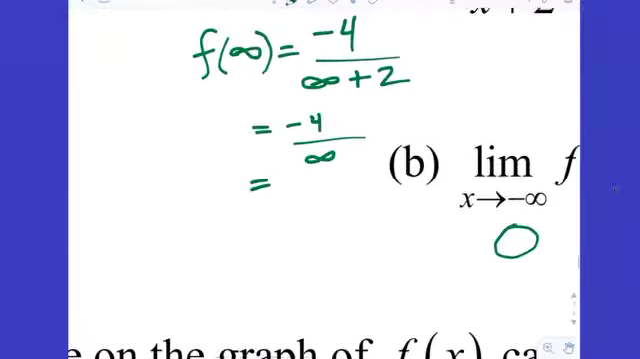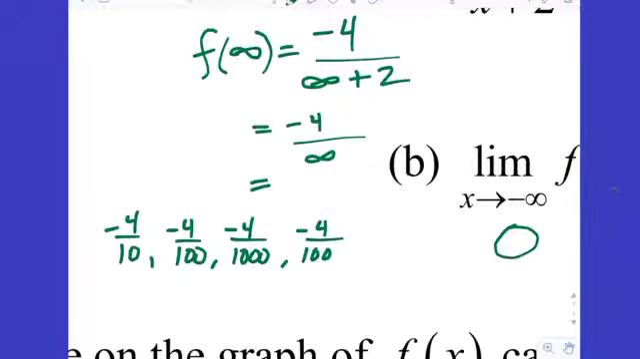Like, let's try this out, like negative 4 over 10, negative 4 over 100, negative 4 over 1,000, negative 4 over 10,000. What's happening to these ratios? Getting bigger or smaller, magnitude-wise? They're getting smaller, magnitude-wise, approaching 0. Now, because they're always going to be negative numbers, you know that this is going to be approaching 0 from the negative side. So from below.